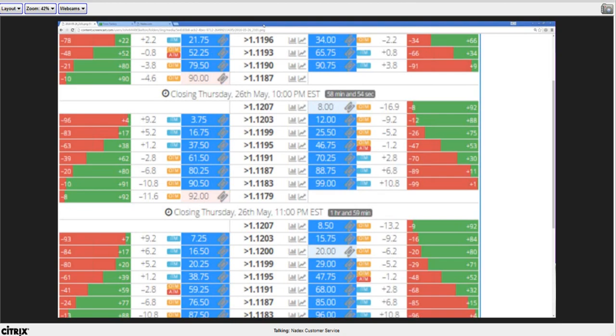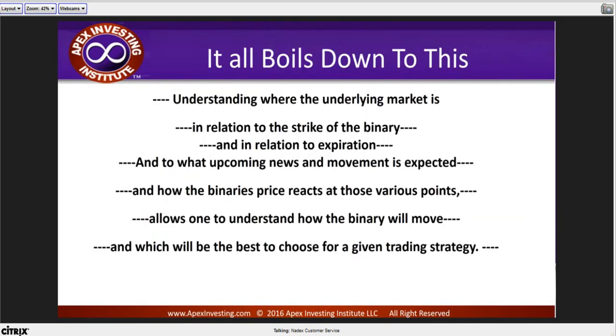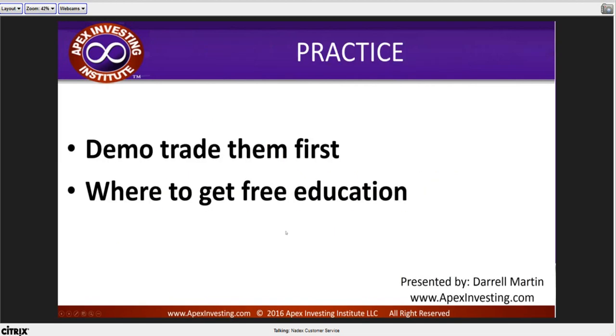Translating that Greek into English. So it all boils down to where is the underlying market in relation to the strike of the binary, in relation to the expiration, and in relation to any upcoming news and movement expected. How does the binary relate at those points? Once you understand how the binary moves, you can best choose the best binary for your strategy.